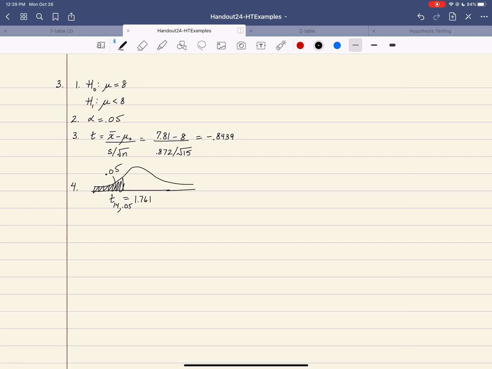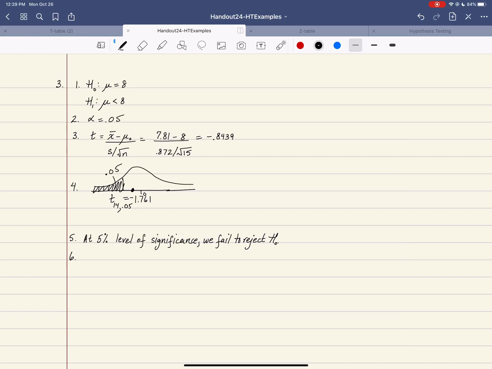But I know that this is centered at 0, so to the left of it, I have a negative value. Are we all together? Okay, for step 5, I'm going to compare to see where my test statistic falls. Well, this is my test statistic. And because it doesn't fall in the shaded region, we fail to reject the null hypothesis. So at 5% level of significance, we fail to reject the null hypothesis.